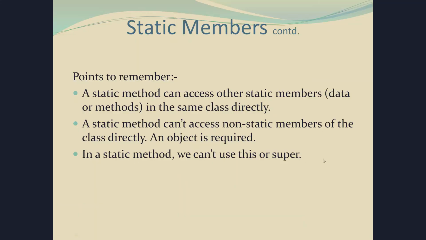And the third point is important, that in a static method, we cannot use this and super. This and super are predefined references or objects, you can say. So this and super cannot be used in a static method. So I hope these 3 points are clear to everyone.